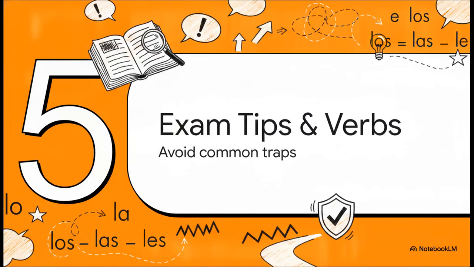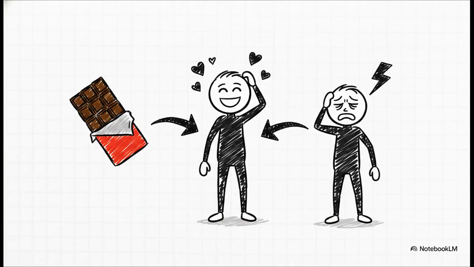And finally, Section 5, Exam Tips and Special Verbs. Okay, we are in the home stretch. Let's focus on those specific traps that typically trip up even advanced students. First up, verbs that answer the question, to whom. I'm talking about verbs like gustar, doler, encantar, and quedar. These verbs describe how something affects someone, and because they answer to whom or for whom, they almost always trigger an indirect object pronoun. That is exactly why we say me gusta and never lo gusta. The chocolate is pleasing to me.